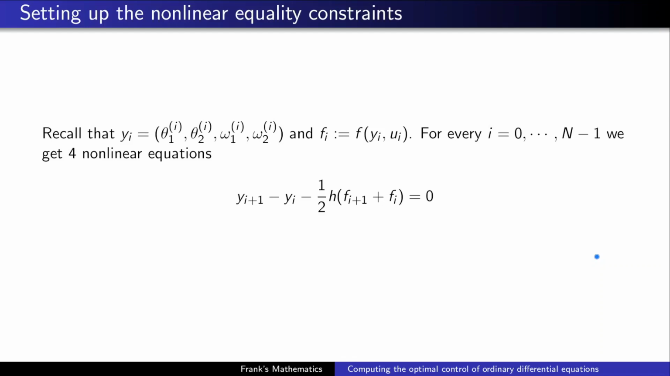Now let's start with the nonlinear equality constraint. Recall that for every state vector yi, and fi the associated evaluation of the right-hand side of the ODE, for every i from 0 to n minus 1, we get the 4 nonlinear equations which we derived by discretizing our ordinary differential equations. And I will show you how to implement this in MATLAB.